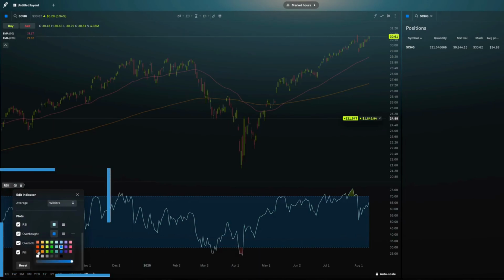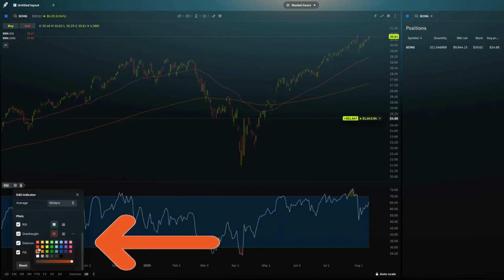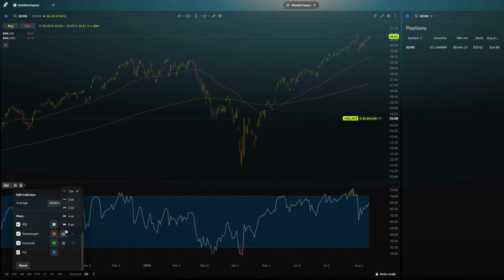Now let's make it easier to read. Change overbought to red. This tells me when a stock might be overheated and due for a pullback. And change oversold to green. This signals potential bargain territory. Increase the line width to 2 pixels so it's easier to see. I also changed the main RSI line to green so it visually stands out.